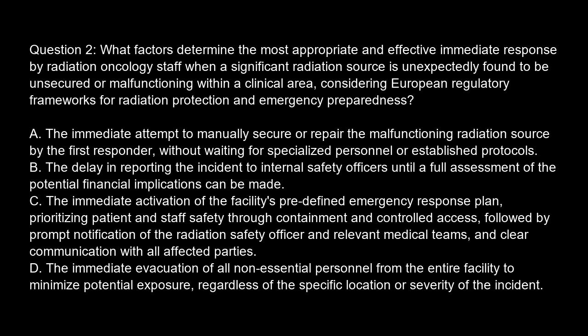Option B. The delay in reporting the incident to internal safety officers until a full assessment of the potential financial implications can be made. Option C. The immediate activation of the facility's predefined emergency response plan, prioritizing patient and staff safety through containment and controlled access, followed by prompt notification of the radiation safety officer and relevant medical teams, and clear communication with all affected parties. Option D. The immediate evacuation of all non-essential personnel from the entire facility to minimize potential exposure, regardless of the specific location or severity of the incident.